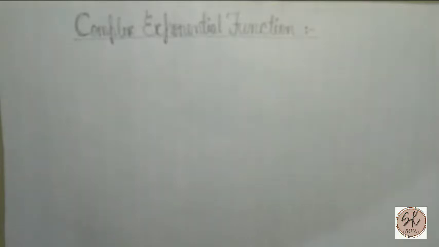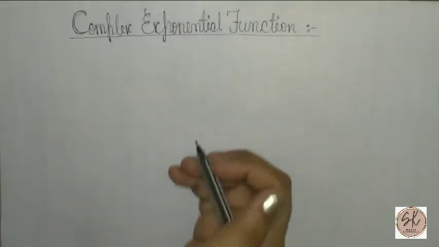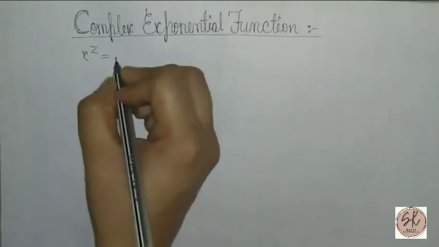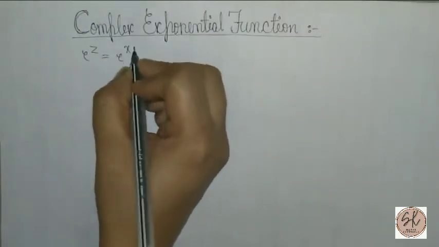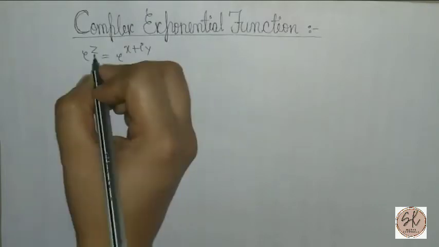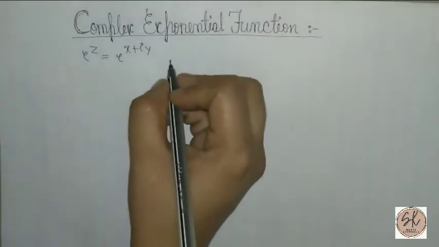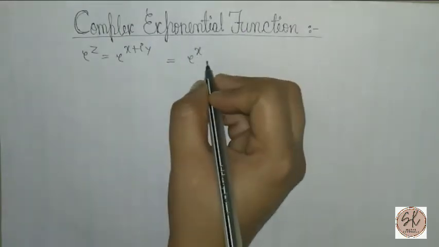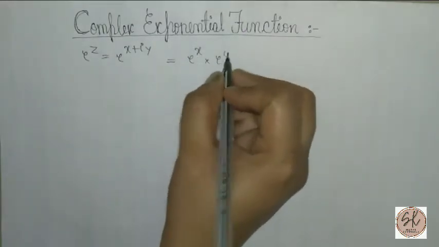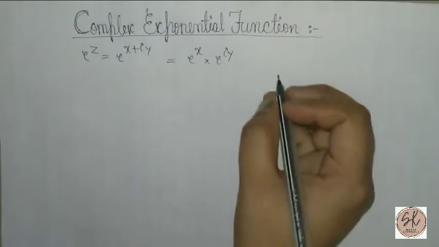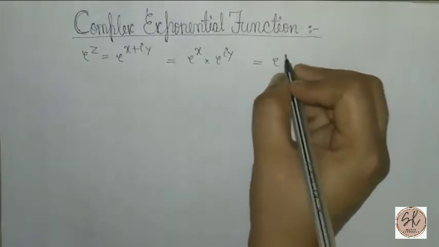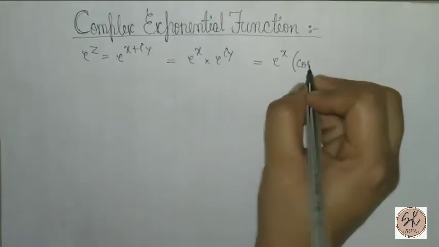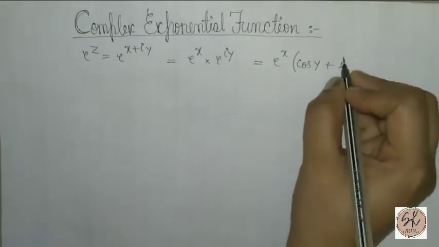Hello everyone, today's topic is the complex exponential function. So we know that e^z = e^(x+iy), because z = x + iy. Now this is equal to e^x into e^(iy). Now e^x will remain as it is, and e^(iy) can be written as cos y + i sin y.